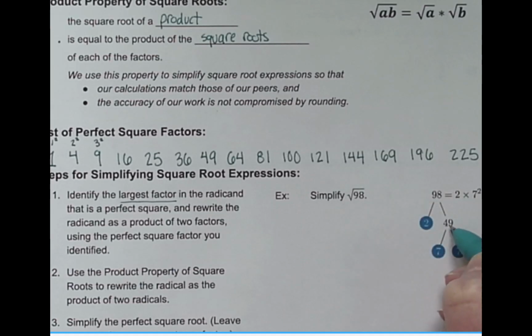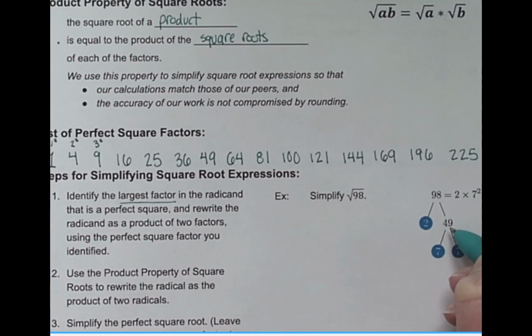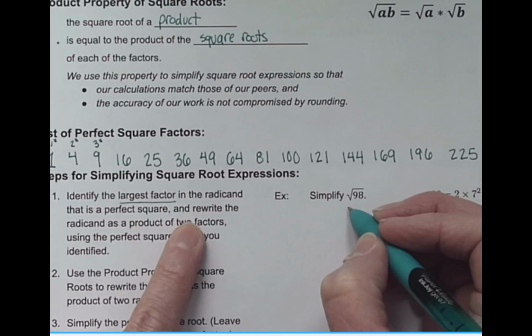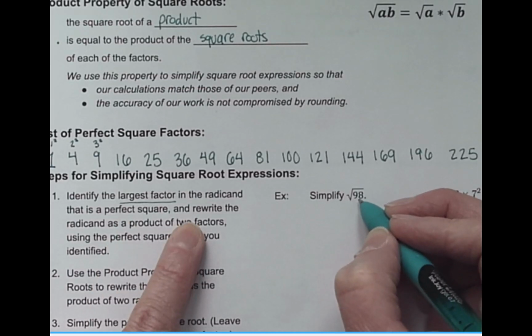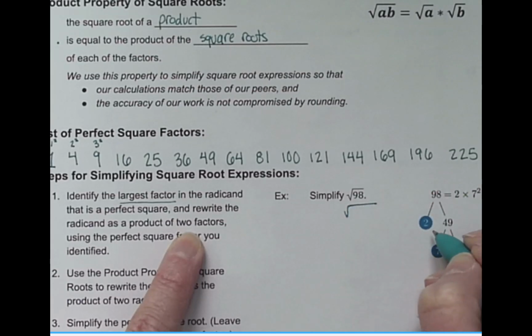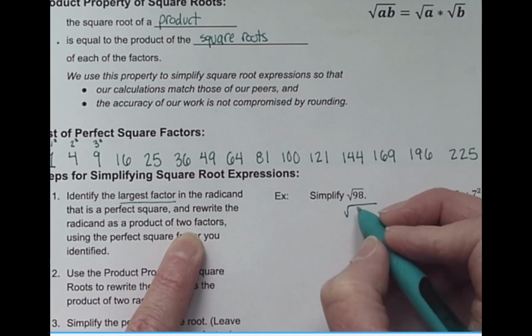And I'm going to use that perfect square factor to simplify the square root of 98. So let's rewrite this radicand, 98, as the product of two numbers. I think we can all agree that 98 is the same as 2 times 49.